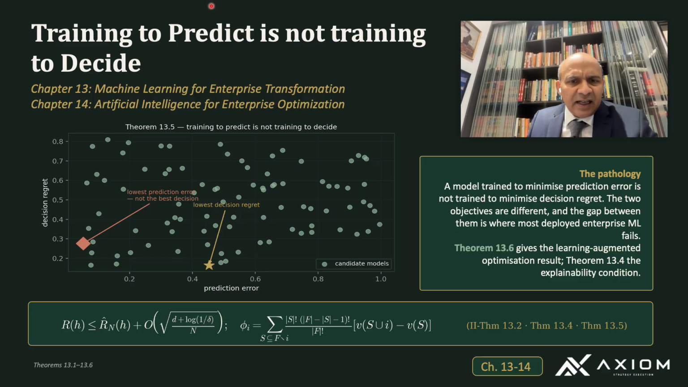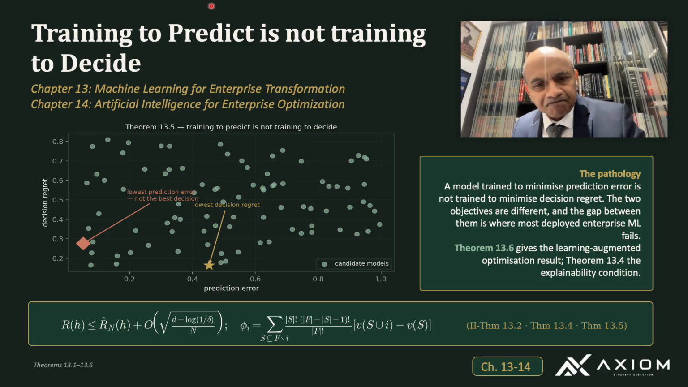A model that fits the data well will also generalize well only if its complexity is justified by the amount of data available.